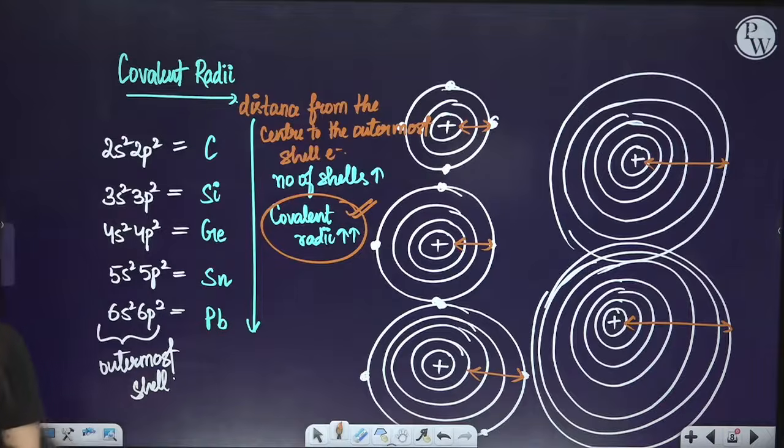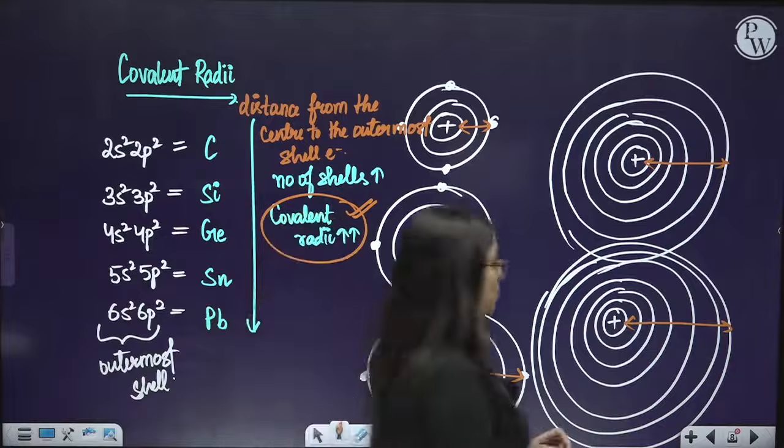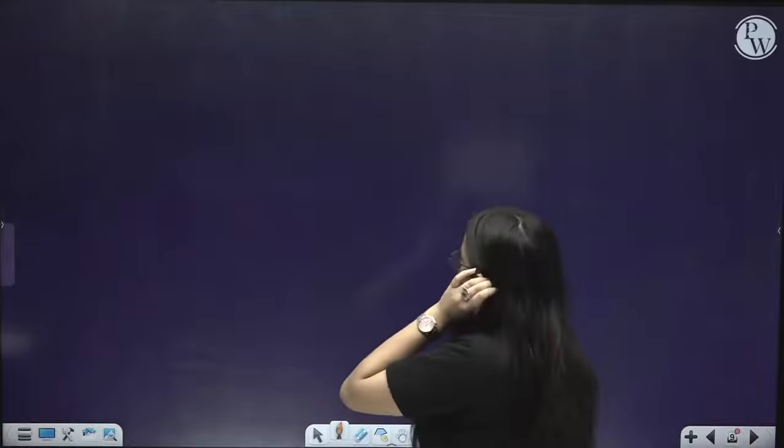Just take a moment, students, write it down. So that now we can start with the next part. Okay. Now this was about from top to bottom. Let's talk along a period.